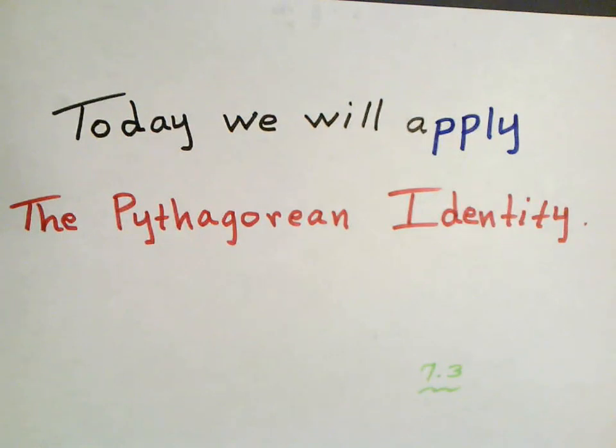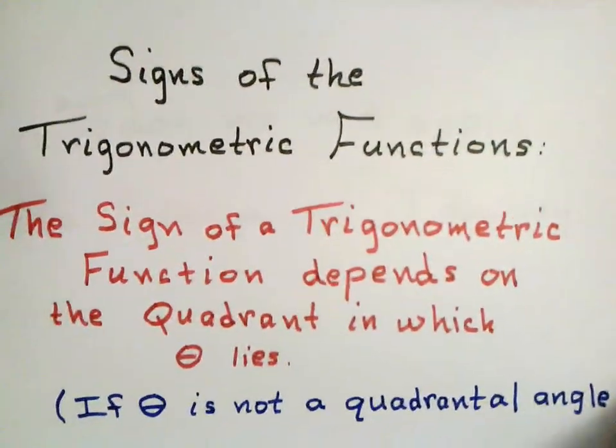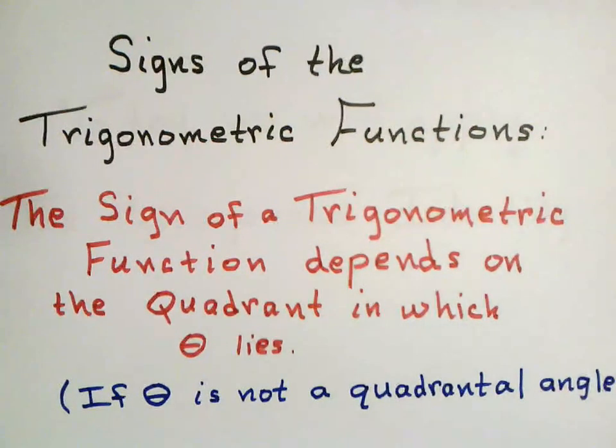Today, we will apply the Pythagorean identity, and this is found in Chapter 7, Section 3 in our ebook. We're going to be looking at the signs of the trigonometric functions. The sign of a trigonometric function depends on the quadrant in which it lies. Remember, if the terminal side lies on an x or y axis, it's a quadrantal angle. We're talking about a terminal side that lands in or lies in the quadrant.